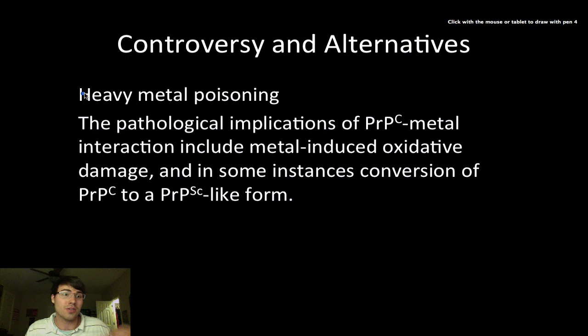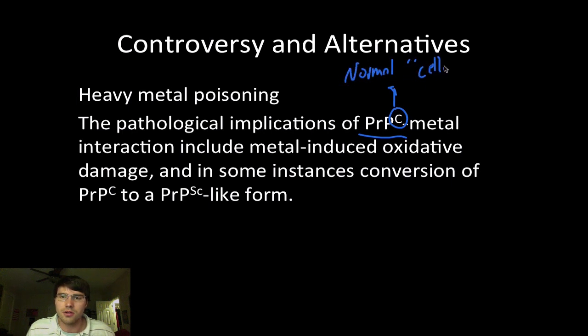So one of the possible alternative descriptions for a lot of these neurodegenerative diseases would be heavy metal poisoning. The pathological implications of PrPC, this C here just stands for the normal PrP protein, or normal in this context means cellular PrP, basically saying that if you oxidize any type of protein, whether by consuming, say, metal compounds, depending on the nature of the patients themselves, anytime you're put under oxidative stress, this can cause damage to your protein's three-dimensional structure, which can cause a normal, healthy protein to be converted into something that is non-functional, that is obscure. And that's what this Sc here stands for.